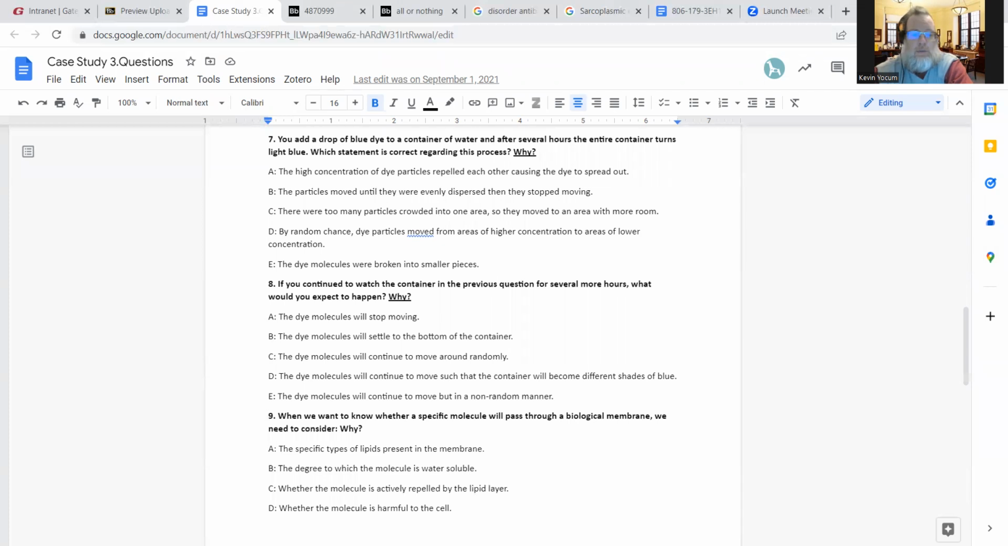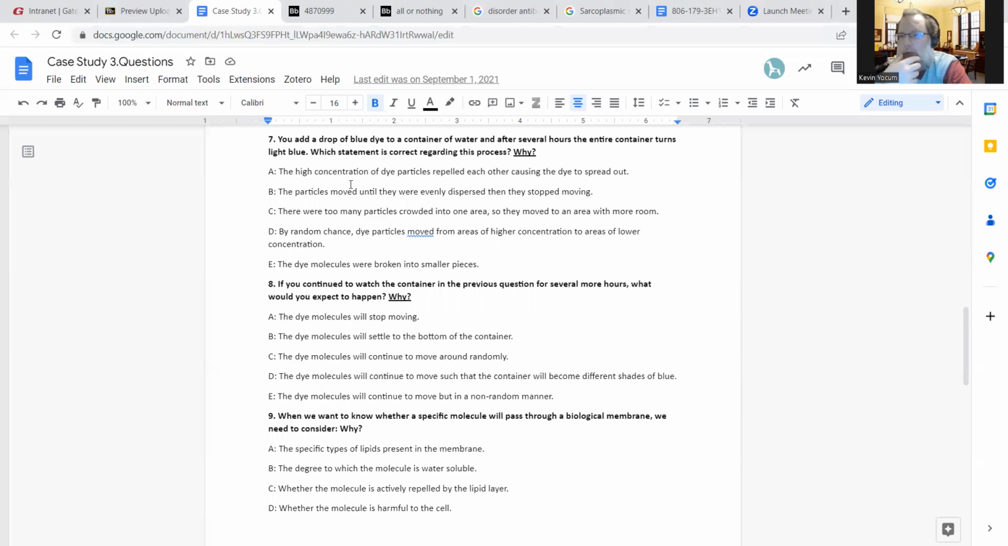All right. Let's go on to 7. We start to get a little bit away from things here. These next few are more or less hypothetical, basic questions that you'd maybe do in a lab. You add a drop of blue dye to a container of water. After several hours, the entire container is blue.